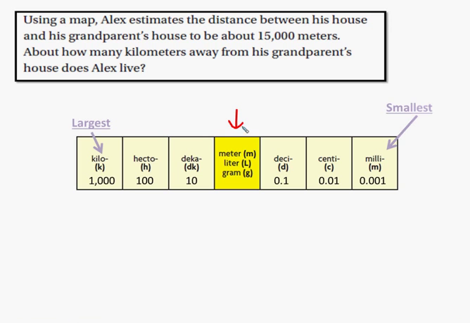So our base measurements are going to be meters for length, liters for capacity, grams for mass. Now these prefixes tell you what fraction of a meter, liter, or gram it is, or how many times we're talking about. So kilometers is 1,000 meters. Kiloliters is 1,000 liters. Kilograms is 1,000 grams.